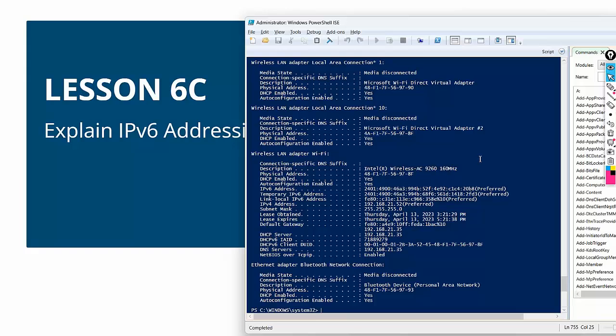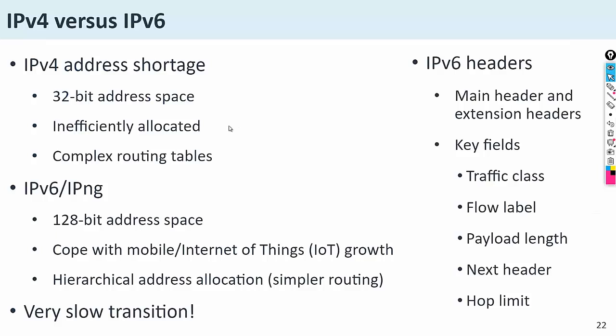Here, when I run the ipconfig /all command, you can see the IPv6 address. This is the IPv6, and this is the IPv4. So in this section we are going to discuss the IPv6 addressing scheme. First, we will discuss the difference between IPv4 and IPv6.